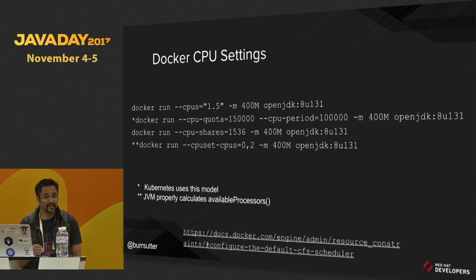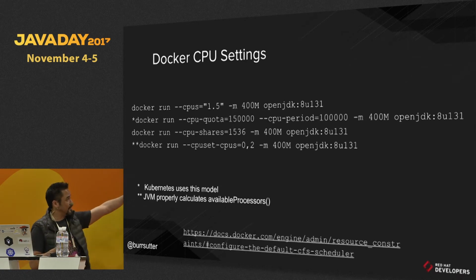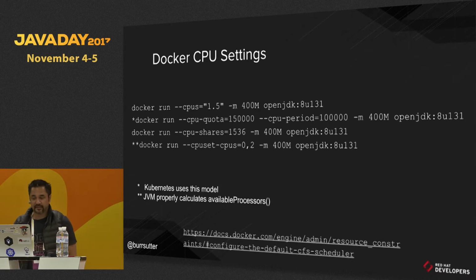The 100,000 in this case, from a Kubernetes standpoint, is always 100,000. So take whatever number you give it, divide it by 100,000. And then that's approximately how many cores you have access to within that time window. There's another option for Docker, which is docker run and cpuset. So you can see where it says cpuset 0 and 2 there.